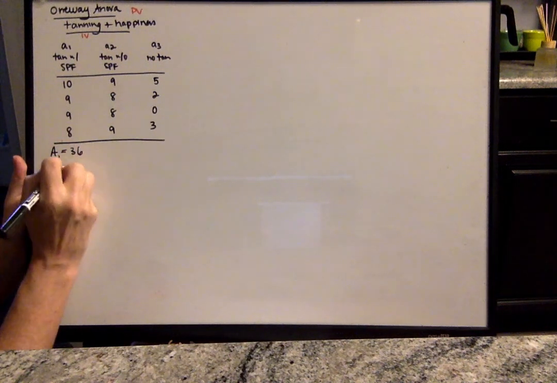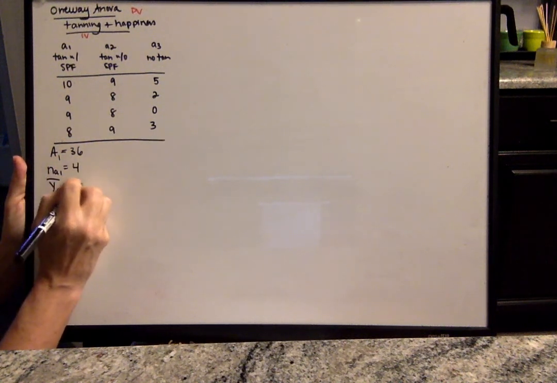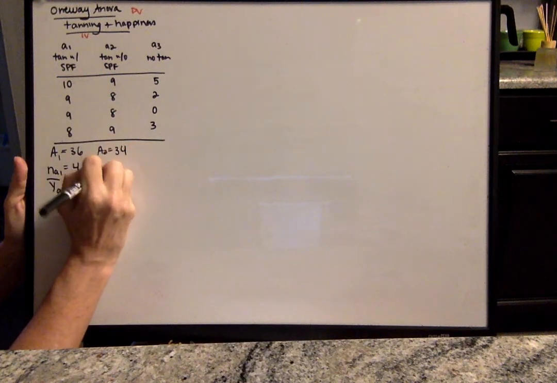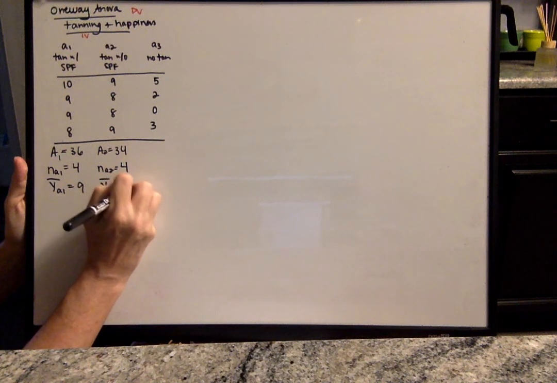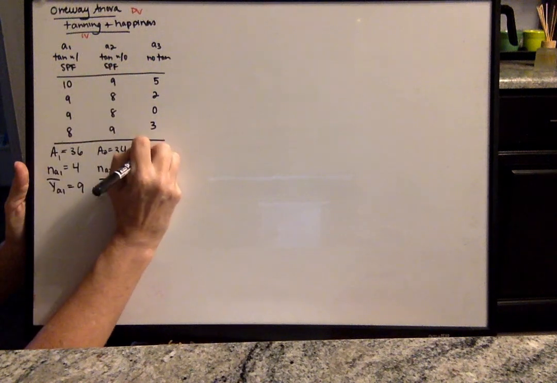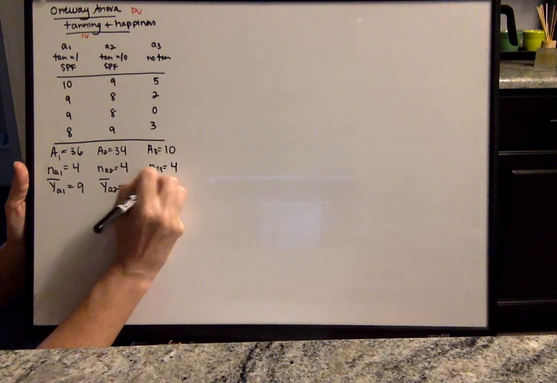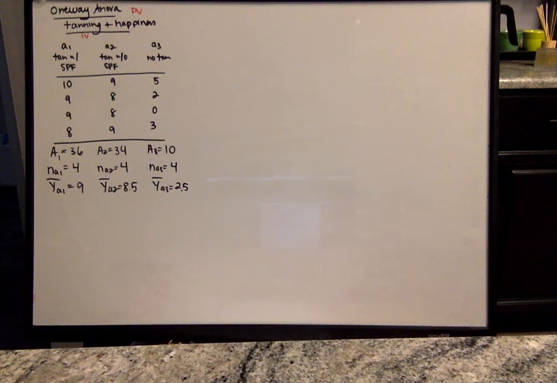N A1 is the number of subjects in this column, which is 4, and Y bar A1 is the mean of this column, which is 9. All right, we're going to do the same thing for the other 2 columns. Capital A2 is 34, N A2 is 4, and Y bar A2 is 8.5. And then finally, capital A3 is 10, N A3 is 4, and Y bar A3 is 2.5. Feel free at any point during this video, if I'm going too quickly, just pause it, do the calculations yourself, and then make sure that your numbers align with mine.